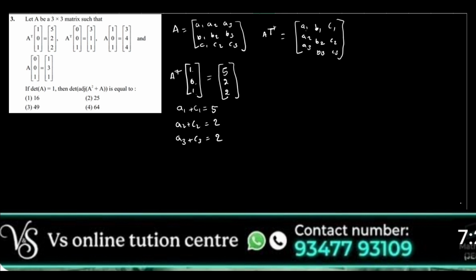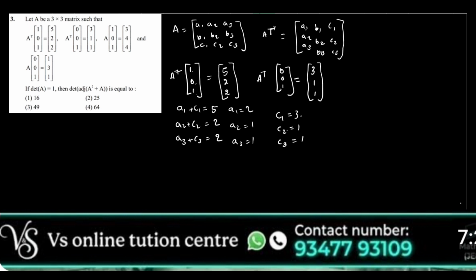Next, A transpose into 0, 0, 1 is equal to 3, 1, 1. So 0 into A1, 0 into B1, C1 is equal to 3, C2 is equal to 1, C3 is equal to 1. So C1 is equal to 3, so A1 is equal to 2. And C2 is equal to 1, so A2 is equal to 1, as well as A3 equal to 1.